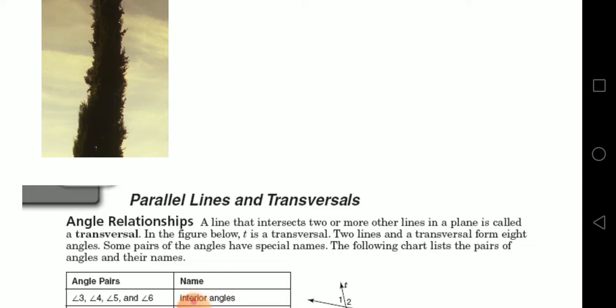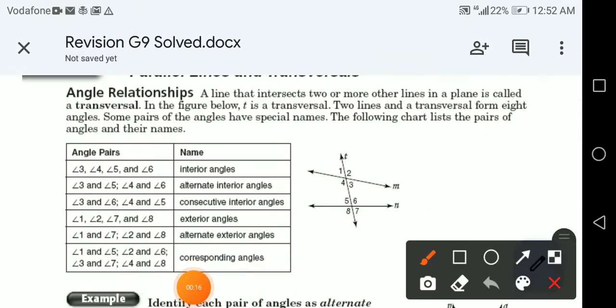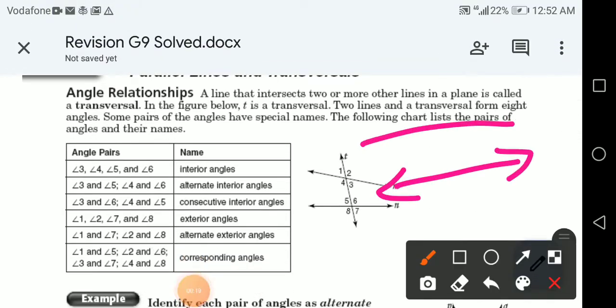So let's start. Here I have, let's start with the parallel lines and the transversal. So let's have here when we have parallel lines. So I have here another line that intersects the two lines. So we got some relationships between the angles.